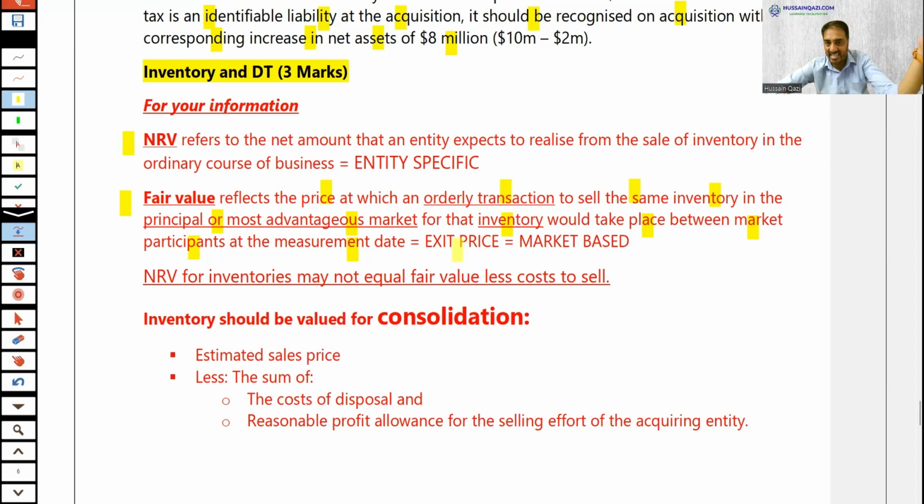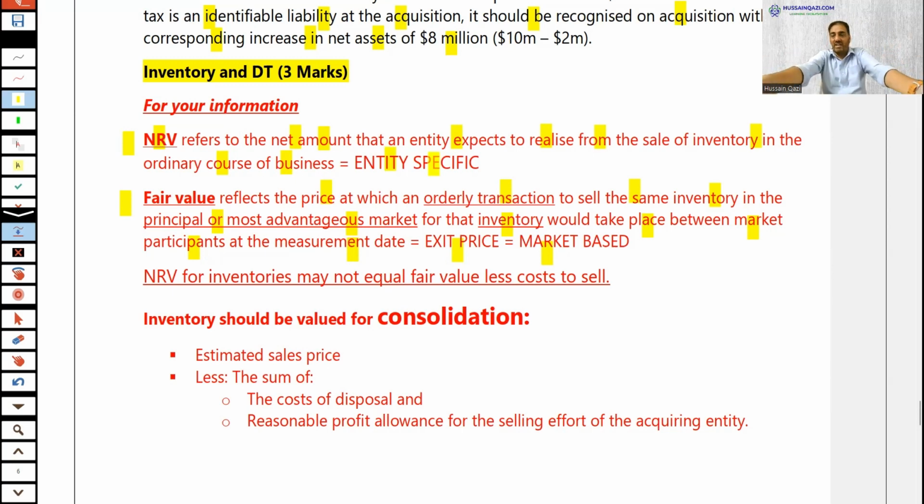So it is the price based on exit price, that is market based. This is fair value. But NRV reflects some net amount that an entity expects to realize from the sale of inventory in the ordinary course of business. Do remember, fair value is market based, but NRV is entity specific.